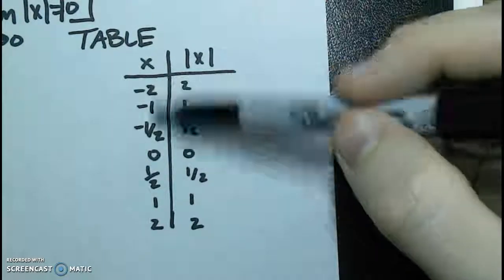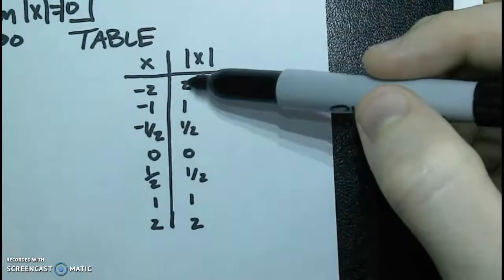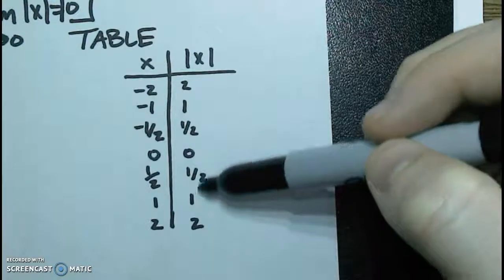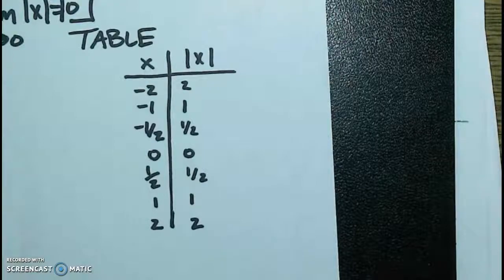Looking at a table, here I picked some values to the left of 0 and some values to the right of 0, and we can see from the left side, it's getting smaller towards 0. From the right side, it's getting smaller towards 0. So we can also look at a table and see that the value of the limit would be 0.